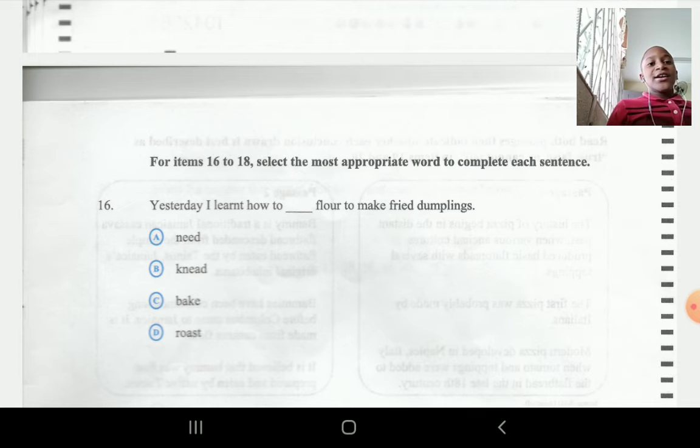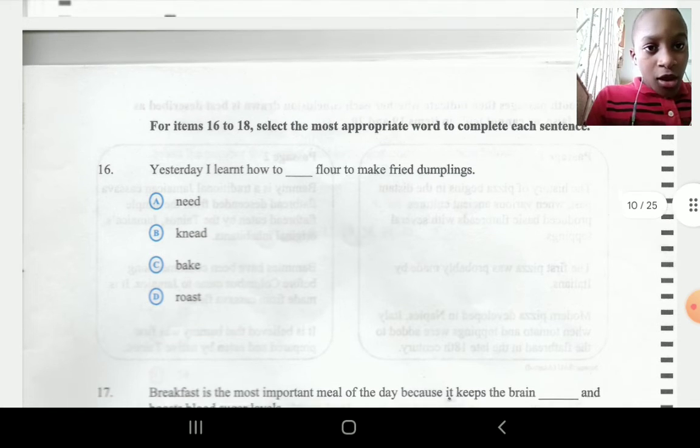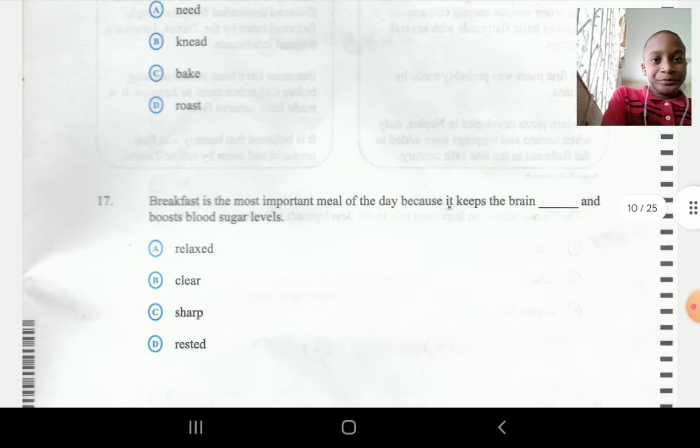So it couldn't be need, because that's the wrong need, N-E-E-D. That's when you want something. So A is the wrong need. And C, bake, doesn't work. You don't bake fried dumplings. And roast, you don't roast dumplings. You fry them. So that's why it should only be B.